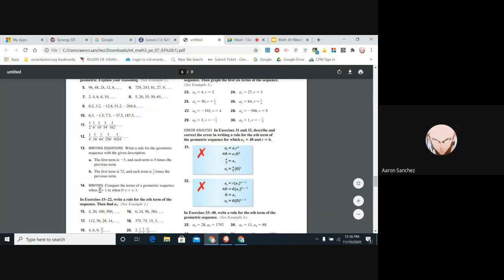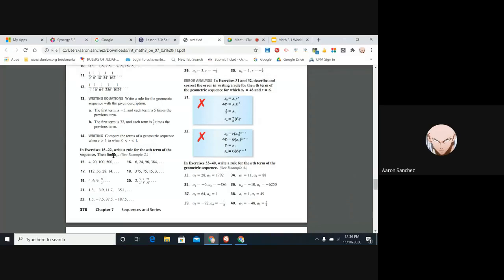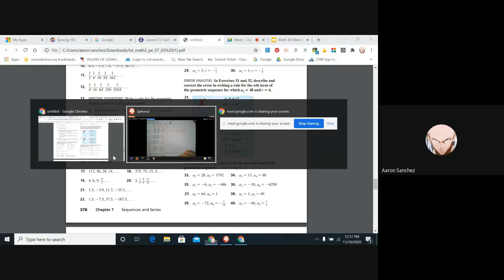Let's go to 15 through 22. Write a rule for the nth term of the sequence. Then find A7. Okay, so let's do 15. What's the rule? 4, 20, 100, and 500. Now, you can already see the ratio. I'm sure some of you can. Remember our rule, there's our sequence.